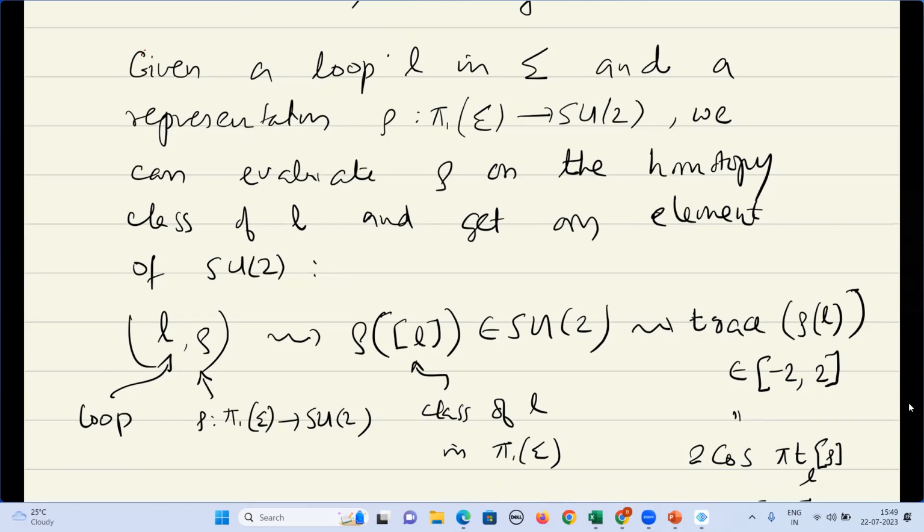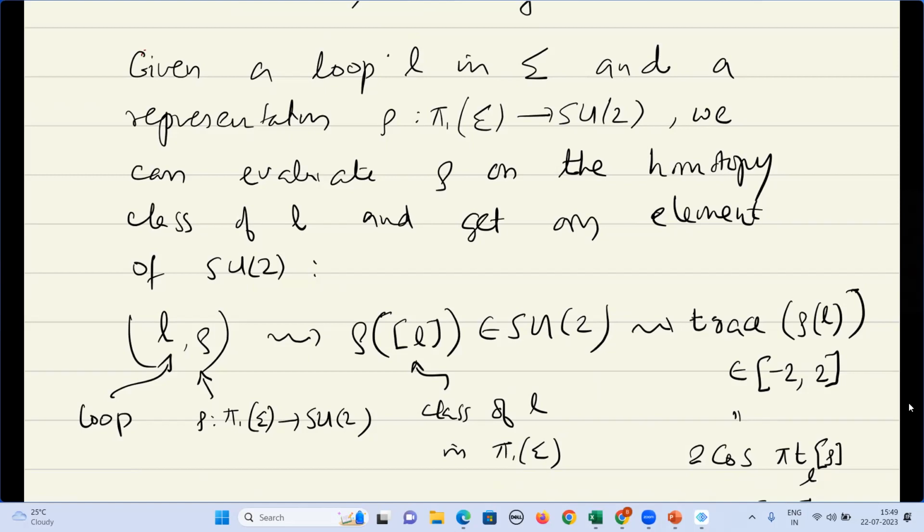So any real number in the interval minus 2 to 2 can be written, with a little bit of ambiguity which I'm going to ignore, as twice cos of pi times a real number which runs between 0 and 1. And that is the function that I'm going to associate to the loop.